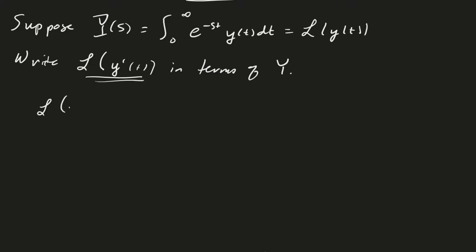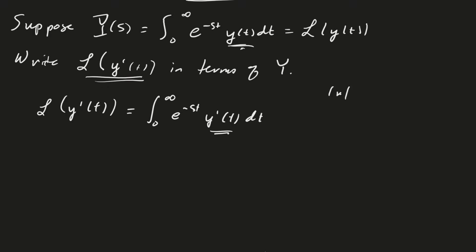If I write down the Laplace transform of y prime of t, that's the integral from 0 to infinity e to the minus st y prime of t dt. And now if I look at these two, I'd like to somehow convert y prime into y. How might I do that? Why, you can do that using integration by parts.